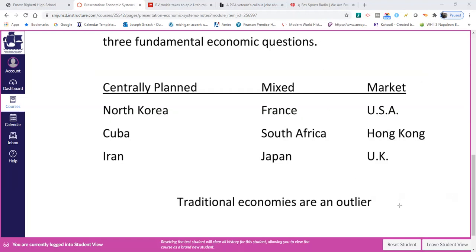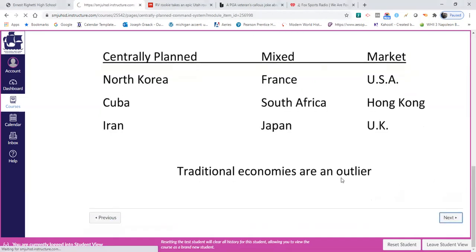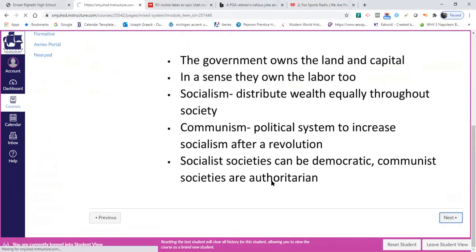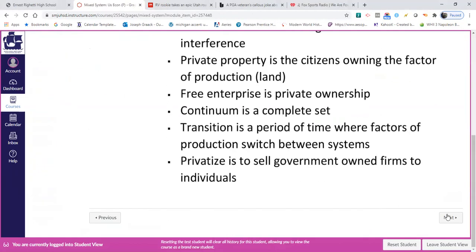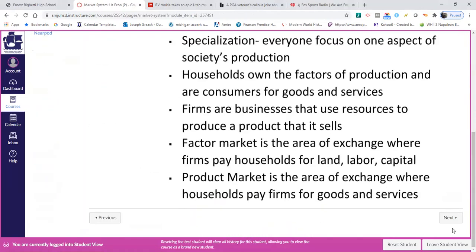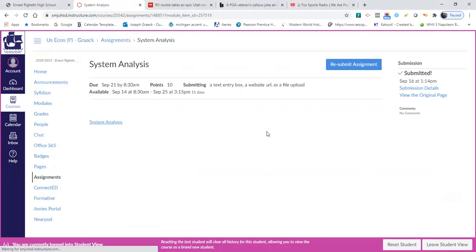And then as you look through that, we did the assignment generally together in class as it relates to, let me get to the correct page here, the system analysis.